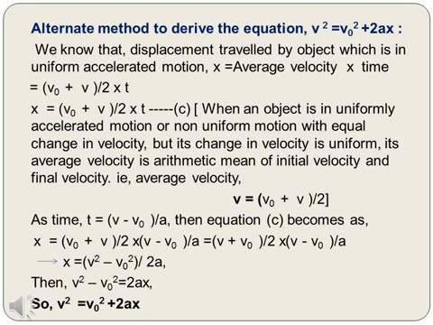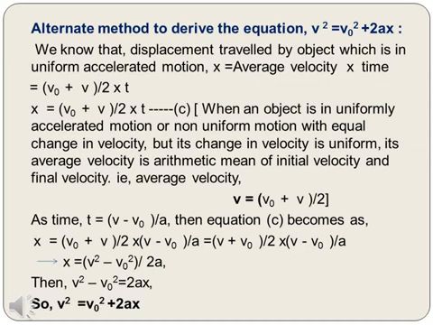When an object is in uniformly accelerated motion, or non-uniform motion with equal change in velocity, its change in velocity is always uniform. Its average velocity will be equal to the arithmetic mean of initial velocity and final velocity. Then average velocity can be expressed as v average is equal to (v0 plus v) divided by 2.